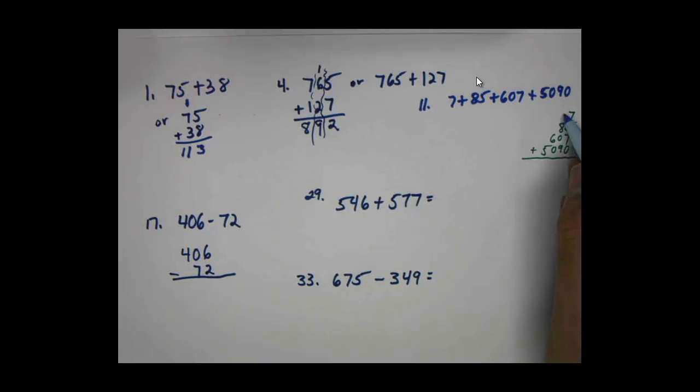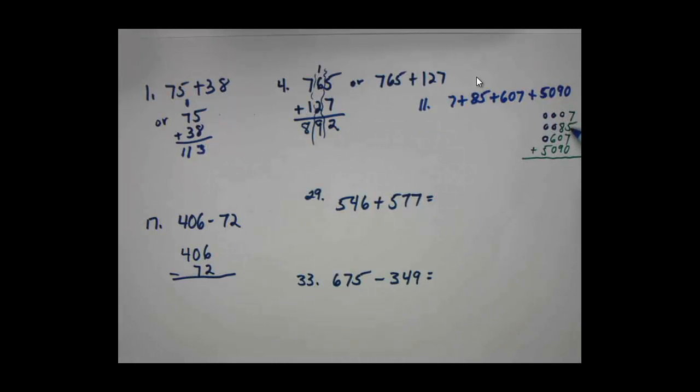So what we can do is we can add zeros in here to fill in our blanks if we want. So then all of our columns have the same number of digits. Sometimes that's easier to read. If that helps you, it's a good instructional aid. And then we just do our regular addition.